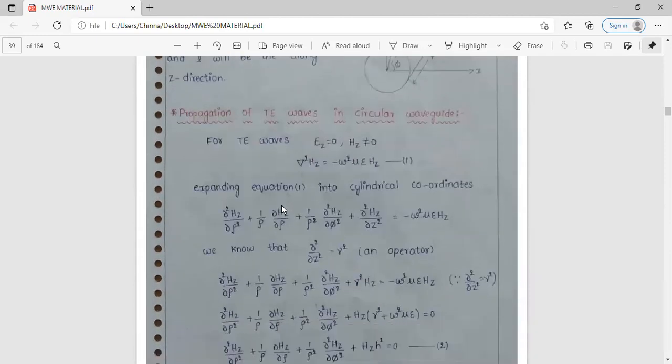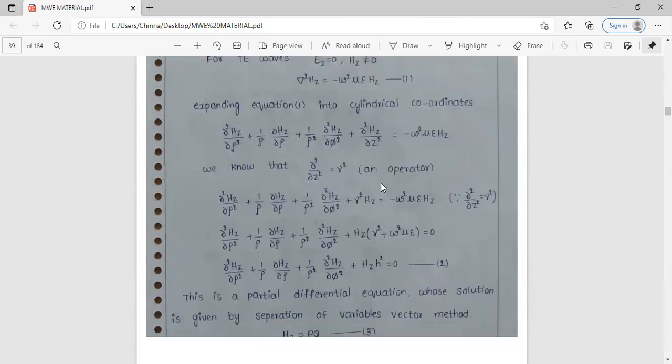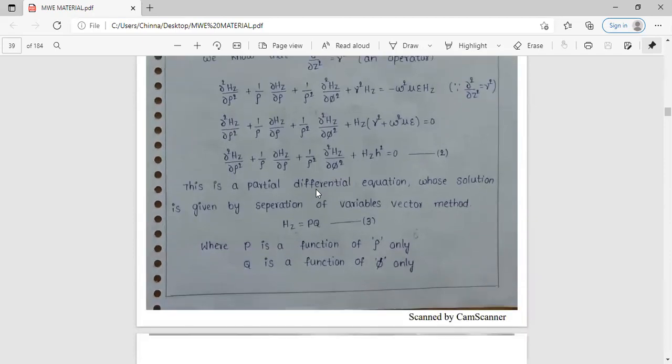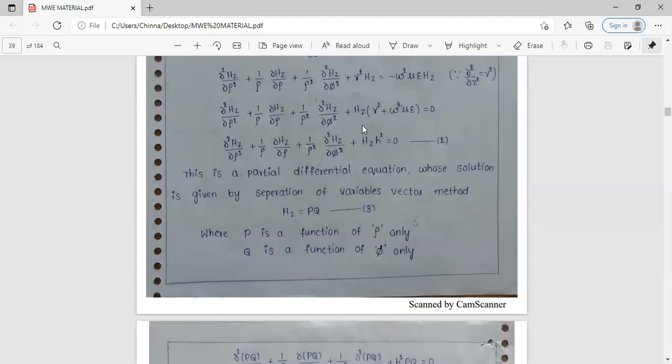Okay? So in the propagation of the TE mode, we first take the wave equation: del square Hz is equal to minus omega square mu epsilon Hz. Taking the wave equation expansion, we can obtain this expression. So dou square by dou z square is equal to gamma square. We can substitute that expression and obtain Hz into gamma square plus omega square mu epsilon. Instead of this, h square is equal to gamma square plus omega square mu epsilon. So you can substitute that value in this equation.